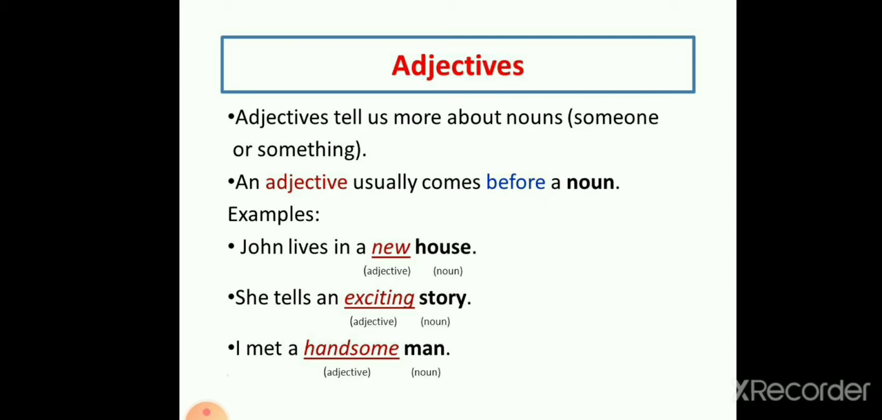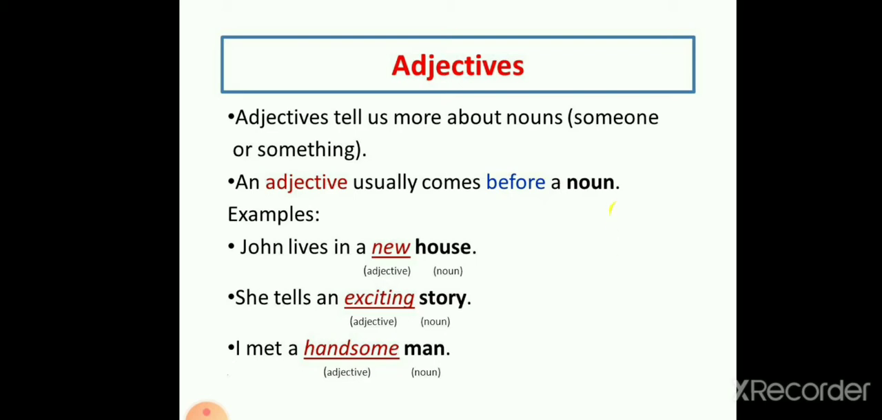Adjectives, what do they do? They tell us more about nouns, something or someone. An adjective usually comes before a noun. Example, John lives in a new house. House is a noun, whereas new is an adjective.